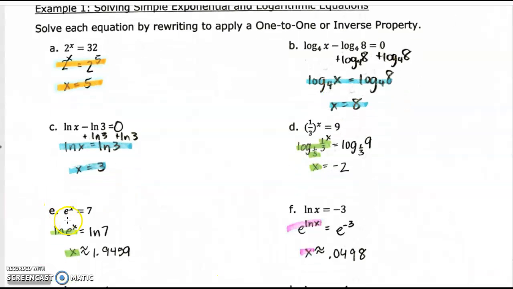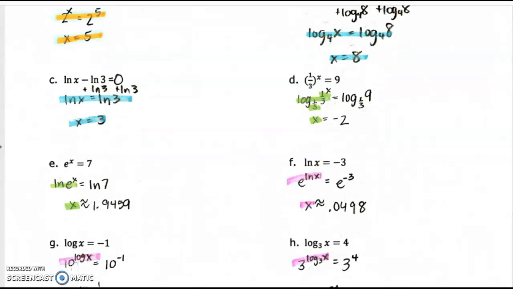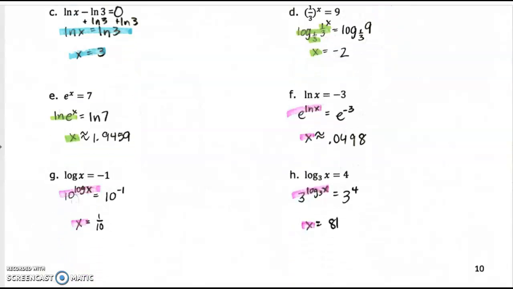In letter E, again, we have an inverse property at work where we took the natural log because we have a base of e on both sides. That ended up canceling out our base. And this, again, is something that we can plug into our calculator. Same thing here, except it's a natural log equation starting out instead of an exponential equation, but we do the same thing. And then with G and H, again, same types of examples.